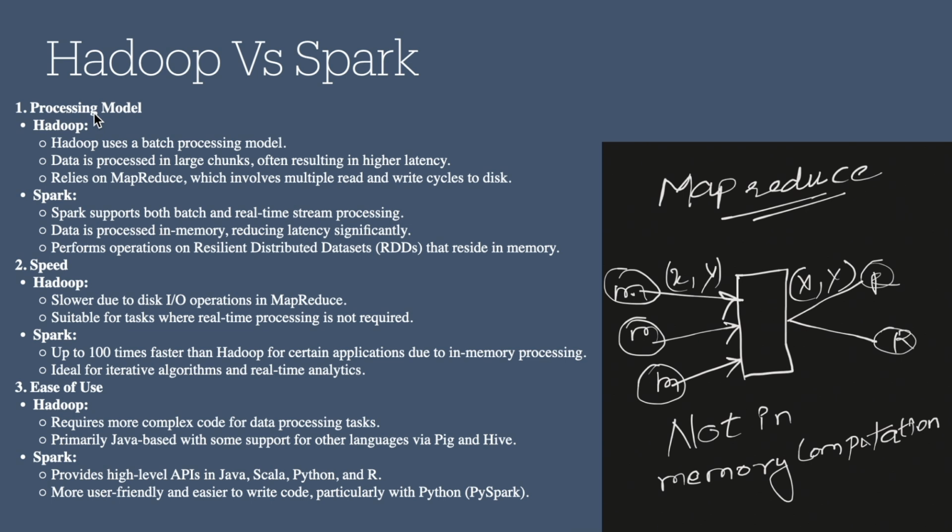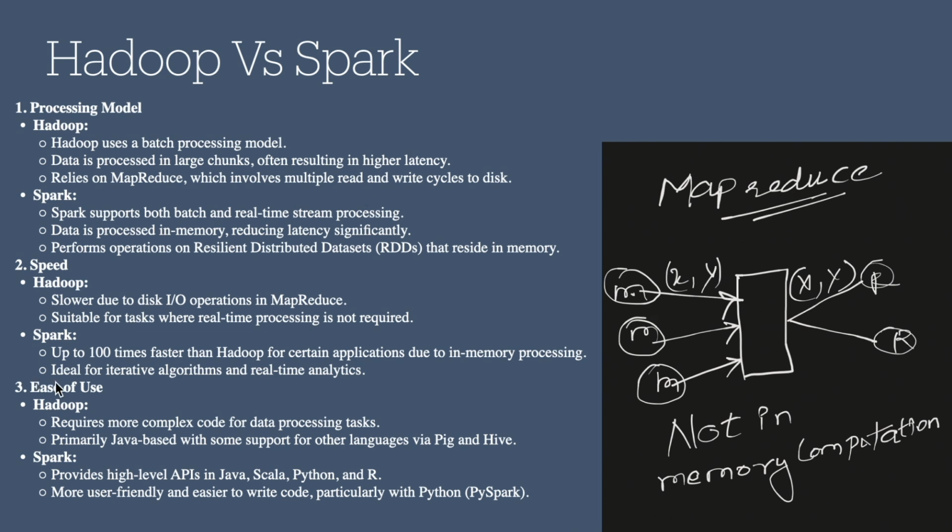So the second point is speed. Hadoop is slower as compared to Spark because it does not support in-memory computations. Basically, in Hadoop, the processing method used is MapReduce, as you can see in this diagram.